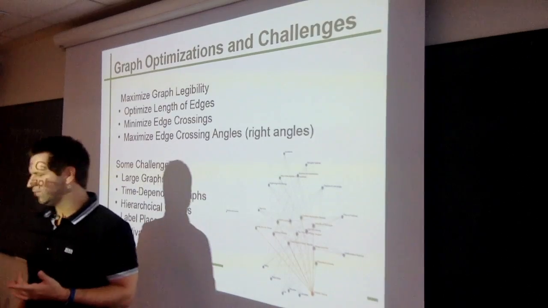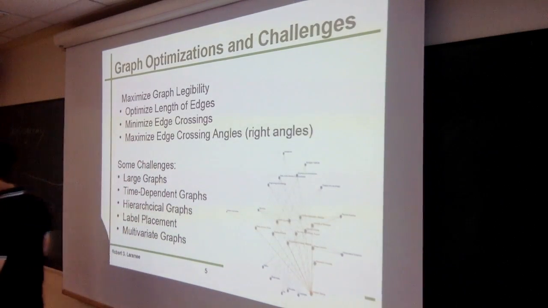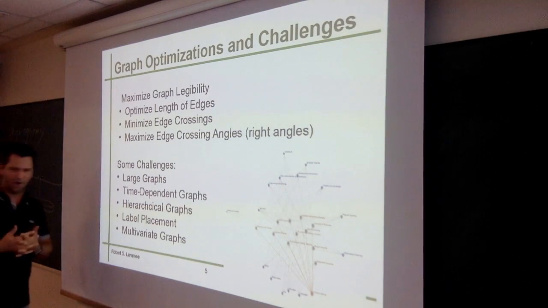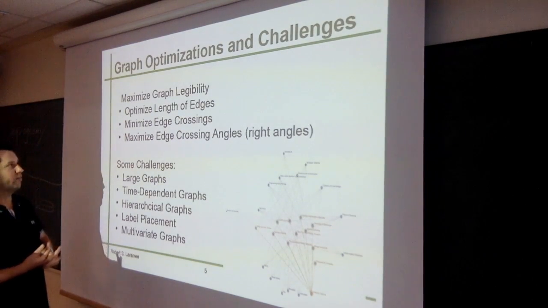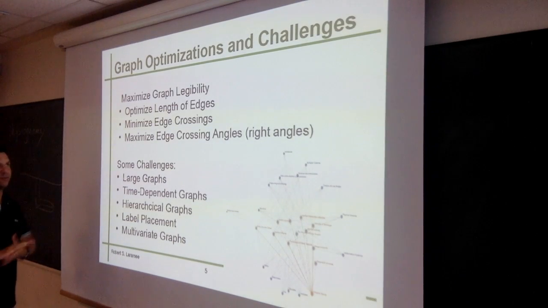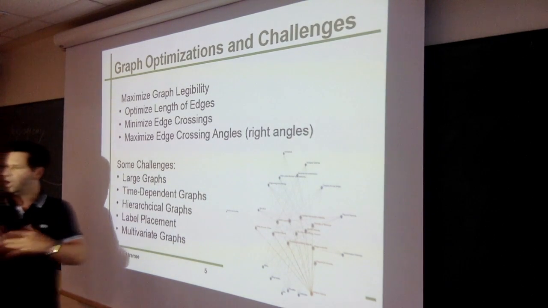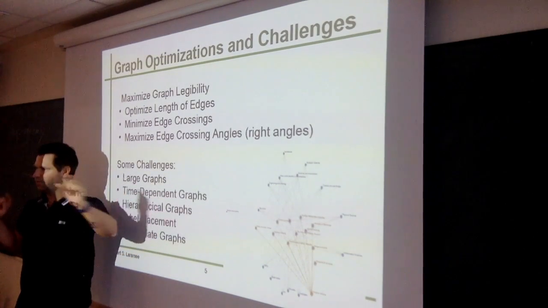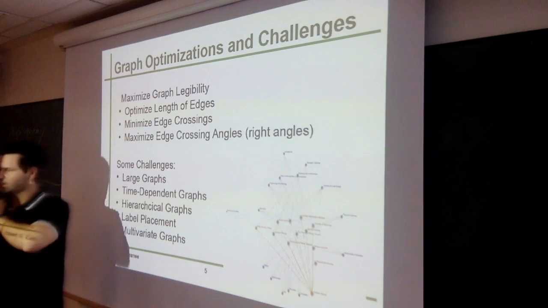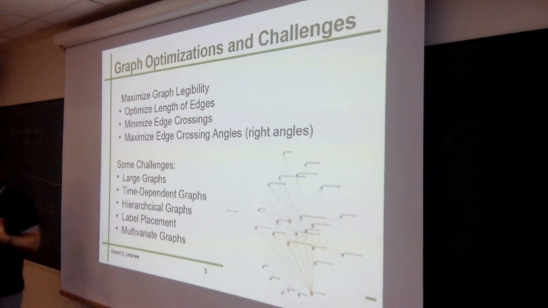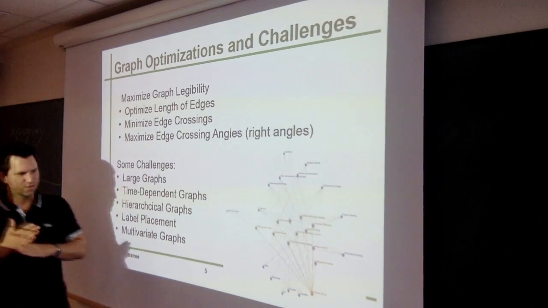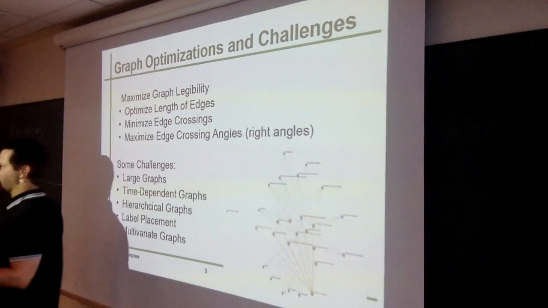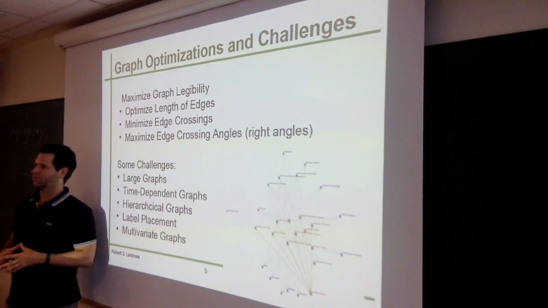So the goals of graphs are to optimize legibility, so-called legibility, the reading of the graph. So there's an optimal length of edges, right? If the edge is too long, it's hard to find, it's hard to follow. If it's too short, it's easy to overlook. We want to minimize edge crossings. So this is a case where there are lots and lots of edge crossings. And the more edge crossings there are, the more difficult it is to read.